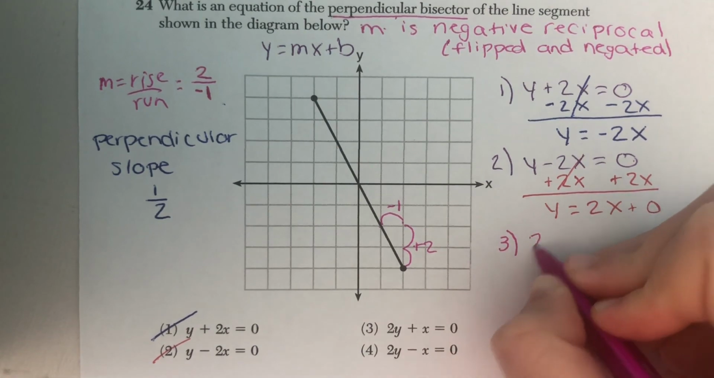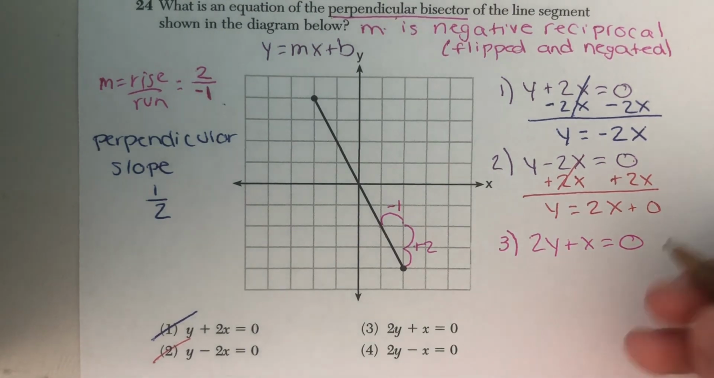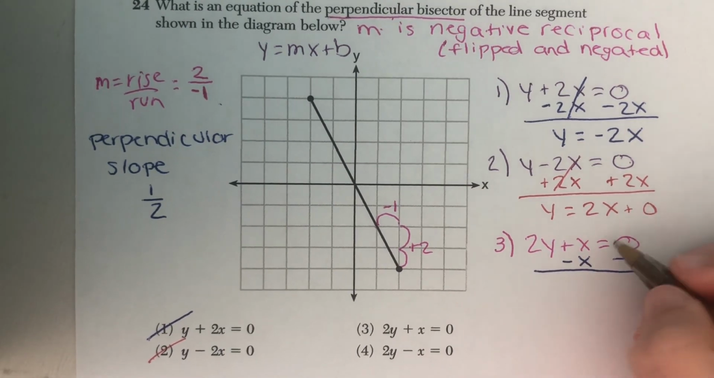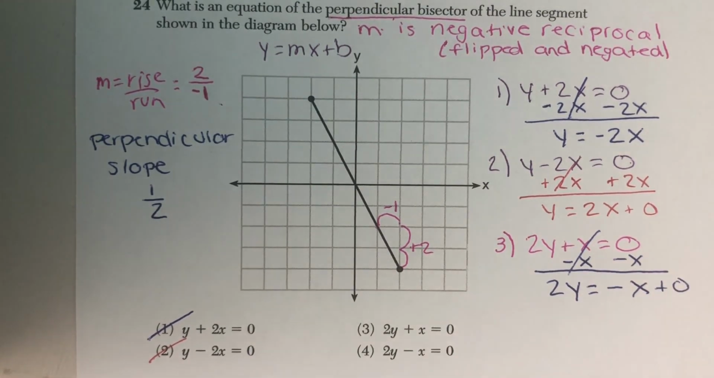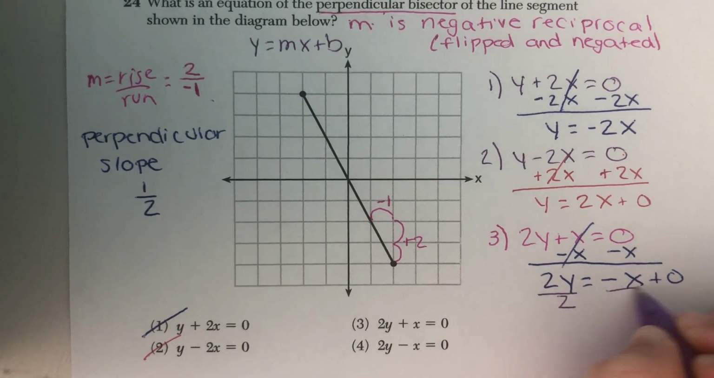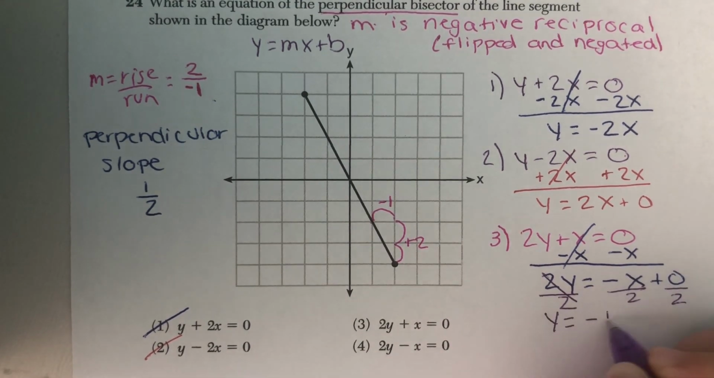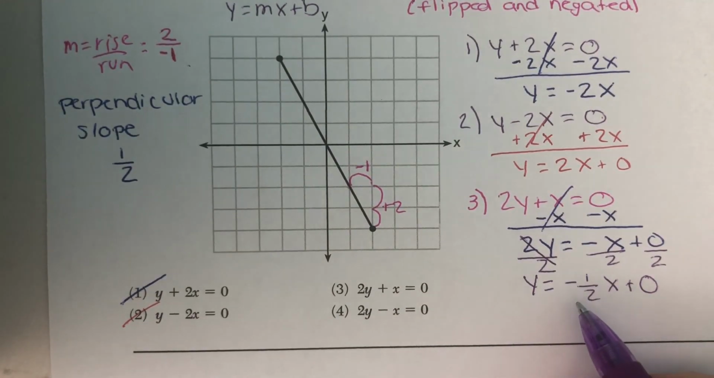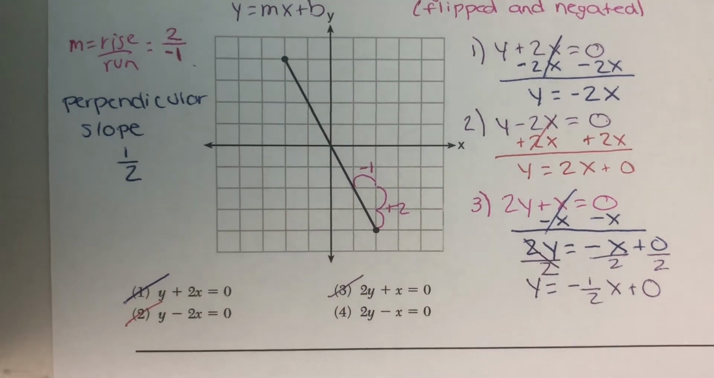Choice 3 gives me 2y plus x equals 0. So my first step here is to get the x away from the y, so subtract x on both sides. We get 2y is equal to negative x plus 0 you can do. And then my y is still not alone, so I want to get that alone. So I divide y and each other term by 2. I get y is equal to negative 1/2 x plus 0. Does negative 1/2 match my perpendicular slope of 1/2? No. So now we're just left with choice 4.